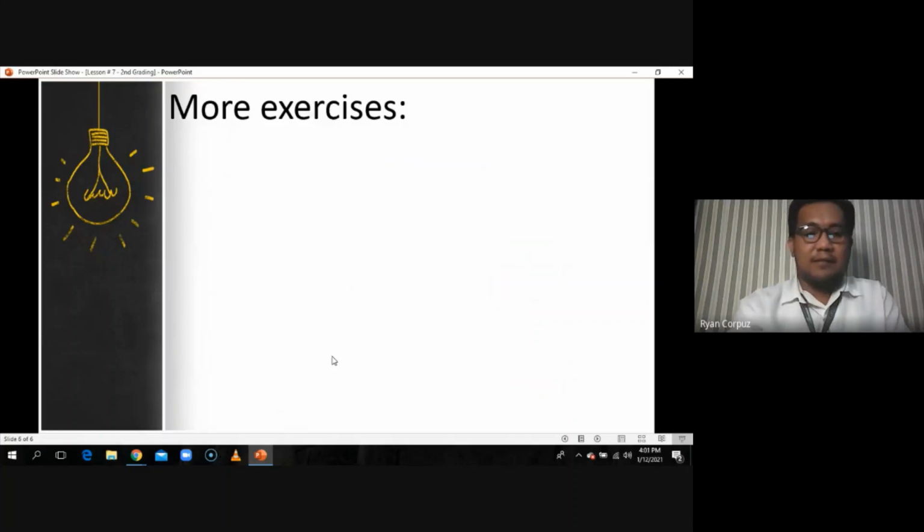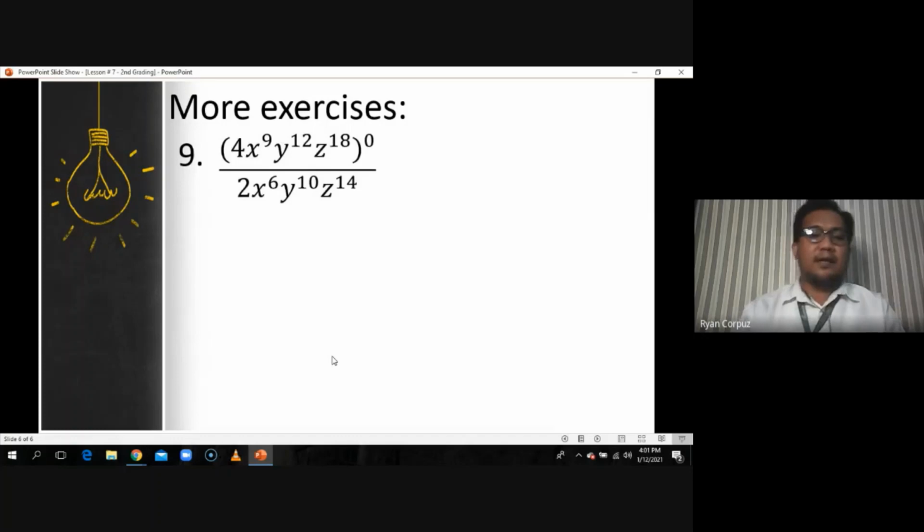So if not yet, here's another example. So let's try example number 9. In example number 9, we have the given 4x raised to 9, y raised to 12, z raised to 18, quantity raised to 0, over 2x raised to 6, y raised to 10, z raised to 14. So what have you noticed on the given expression in number 9?